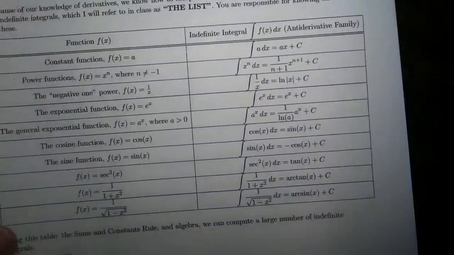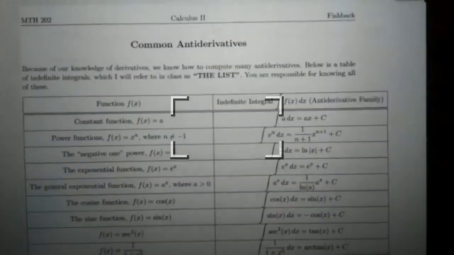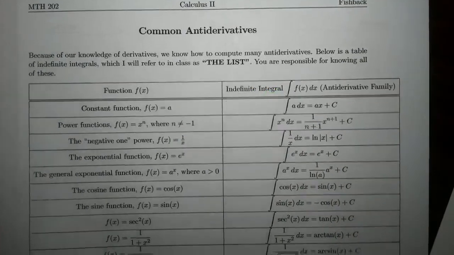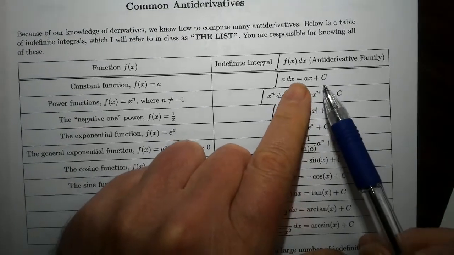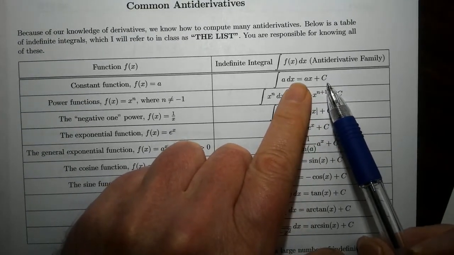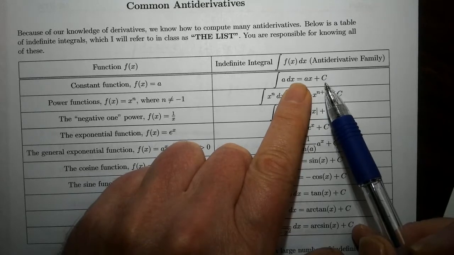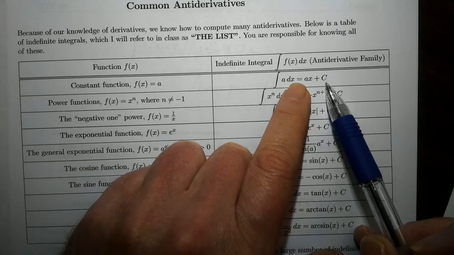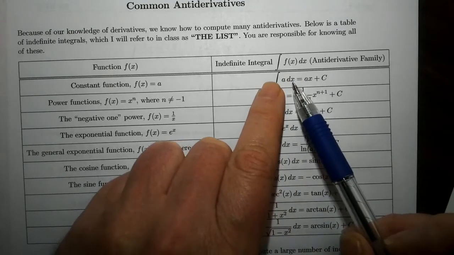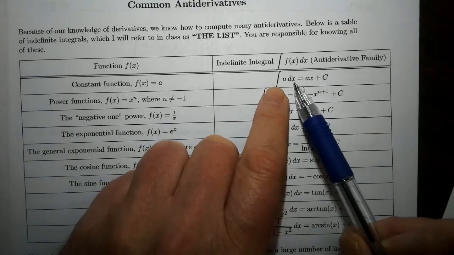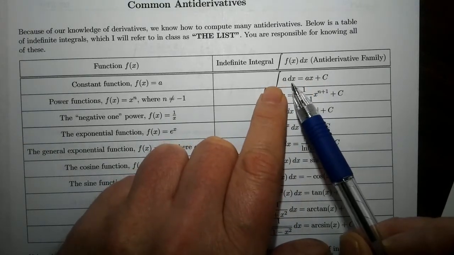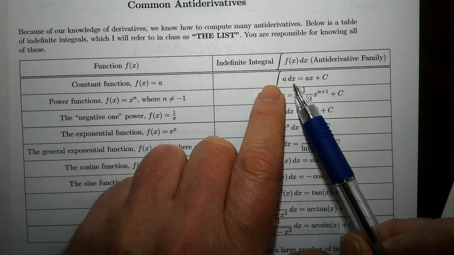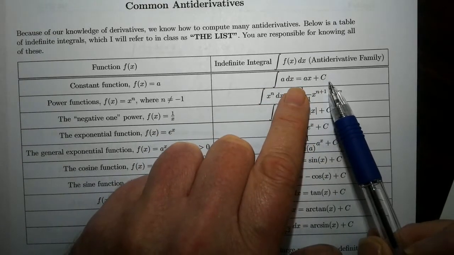We know lots of antiderivatives already, because we know from Calculus 1 lots of derivatives. We know from Calculus 1, for example, that if I take something like 5x plus 4, its derivative would be 5. In general, if I took the derivative of ax plus c, it would be a. So that means the integral of a would be the family of antiderivatives of a, which would be ax plus c. So for example, the antiderivative or the indefinite integral of 7 would be 7x plus c.